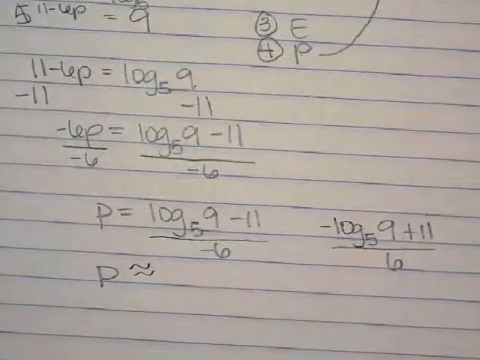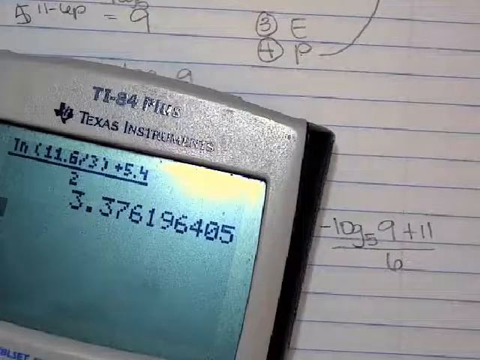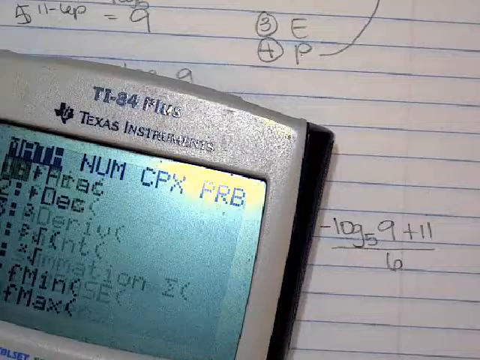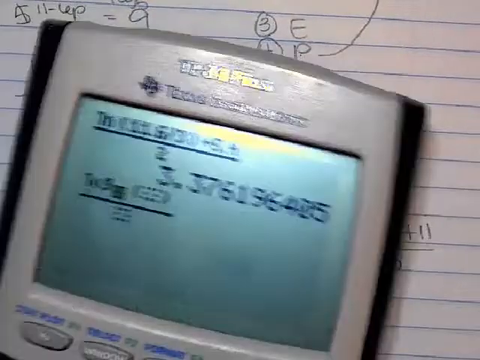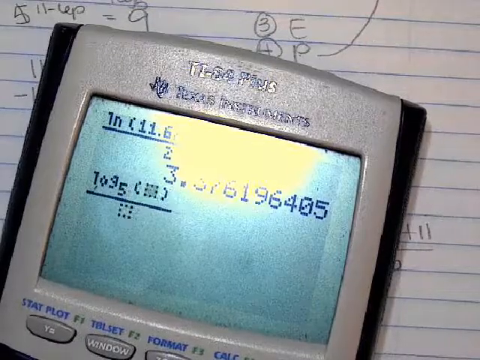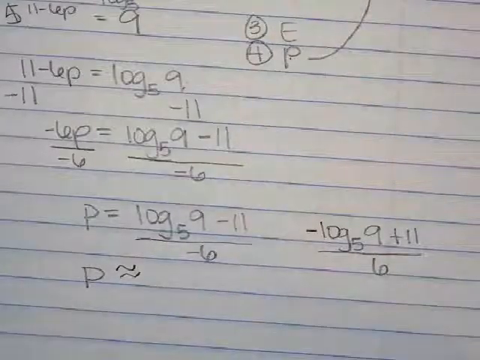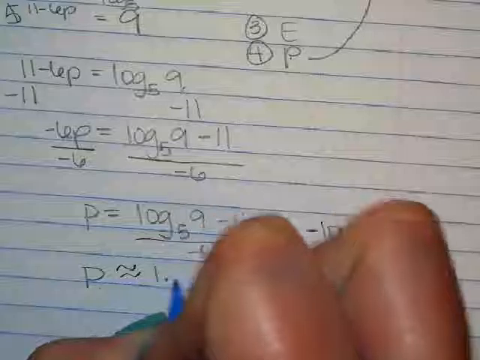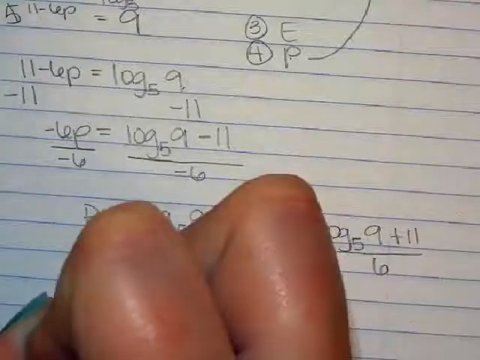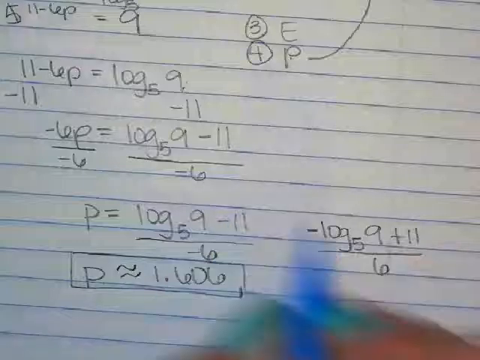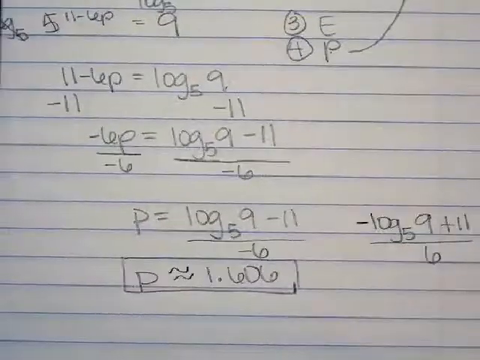We've got fraction, math up, log base 5 of 9 minus 11 over -6, which gives us 1.606. Okay, were we able to get that? Okay. All right. Looks good.